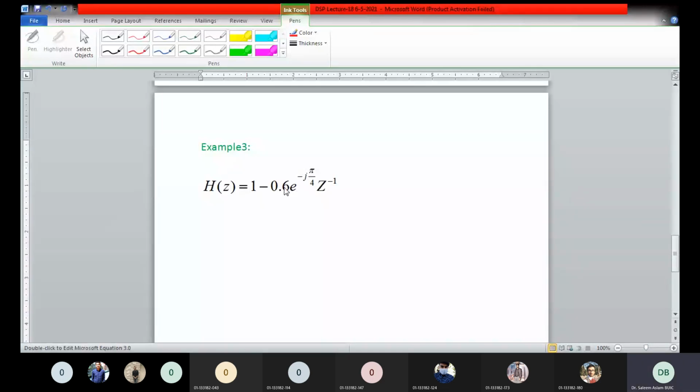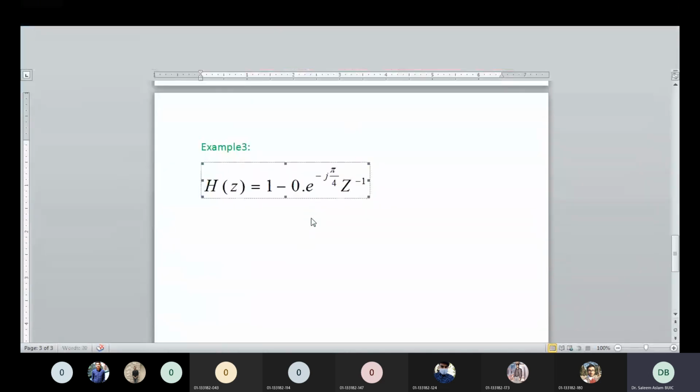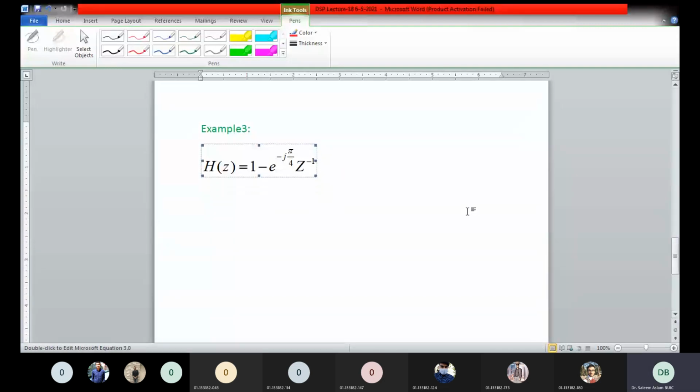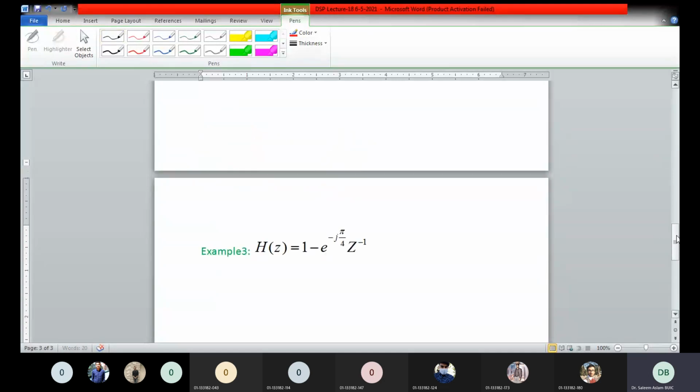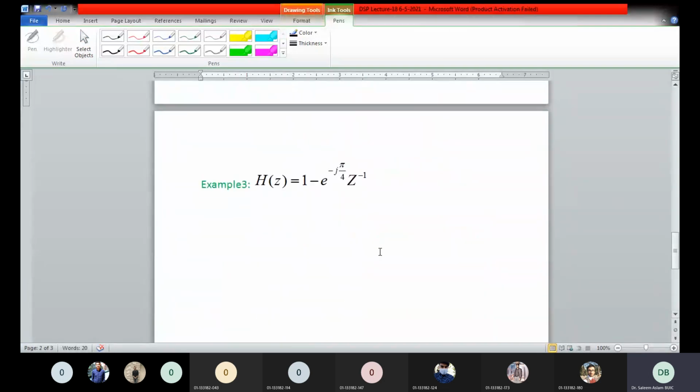And let's make it 1, not 0.6. 1 e to the power minus j5 by 4 z inverse. So still we have this zero on a unit circle. We have this system on a unit circle. So if we try to draw its pole zero diagram, it will be like this, but on angle pi by 4, because now we are given information of the angle as well.